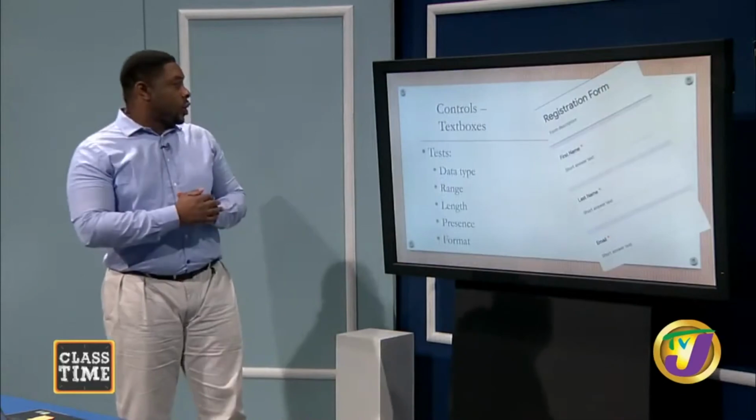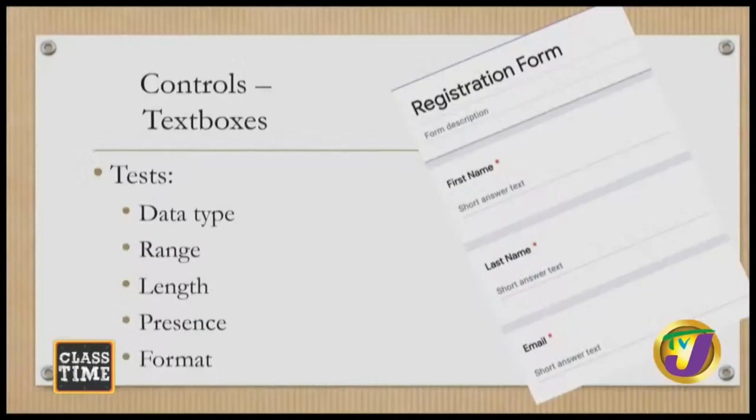All right. So your text boxes, because of the open-endedness, we need to check them for data type. If a person is supposed to enter a number, then we need to check if they've entered a number or if what they've entered is text.